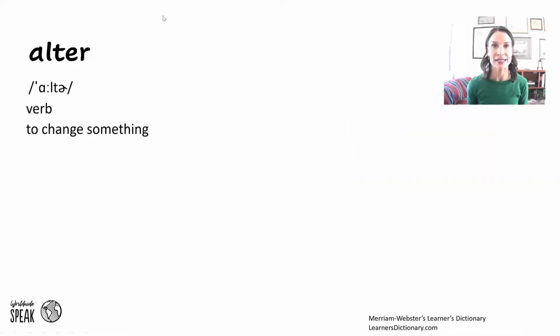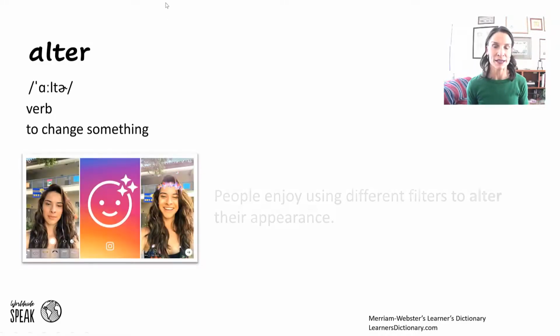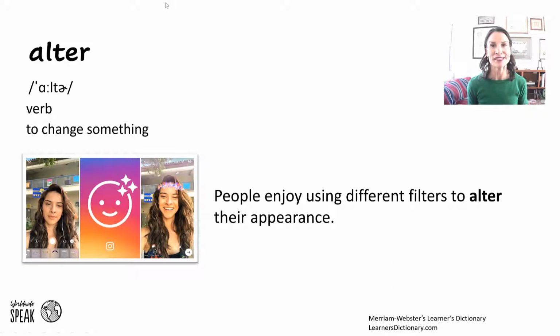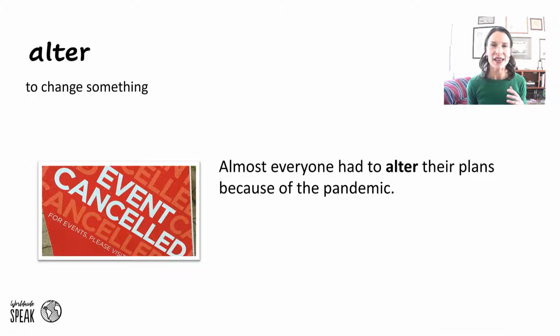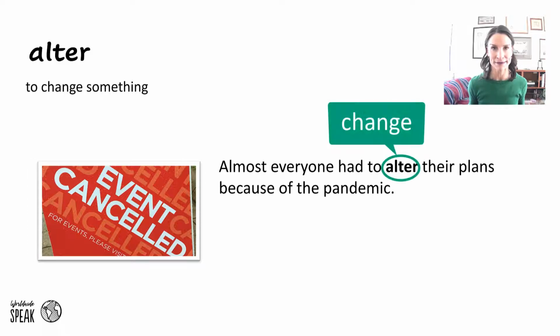So our first word is alter. Alter. This is a verb and it means to change something. For example, people enjoy using different filters to alter their appearance or to change their appearance. Almost everyone had to alter their plans because of the pandemic. People had to change their plans.